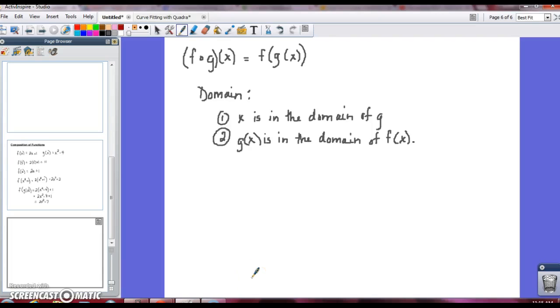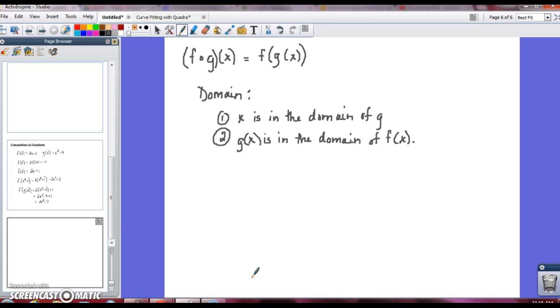Okay, in our last video, we left off with talking about the domain of a composite function, or the composition of functions. And we said that in order for a value to be in the domain of the composition, it first needs to be in the domain of g of x, or that inside function, and then the domain of that inside function needs to be in the domain of the outside function. I know that sounds kind of funny when I say it like that, but let's go through an example and I'll explain to you what it is that I mean.